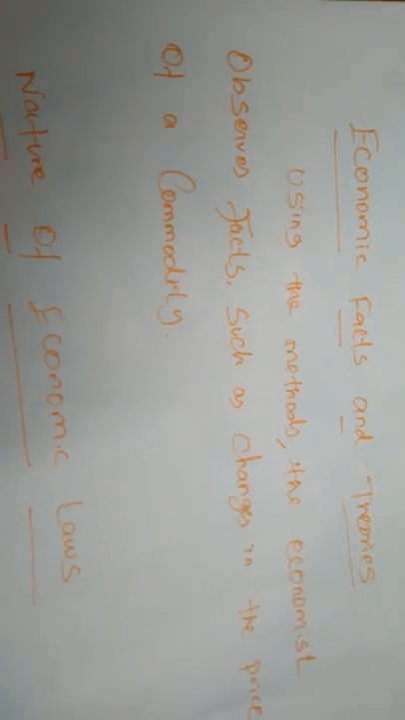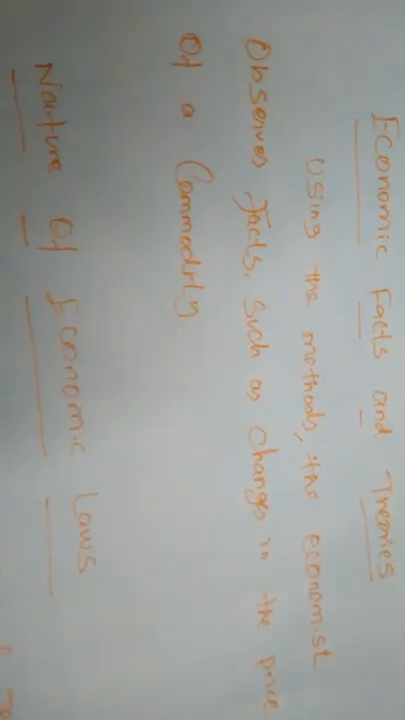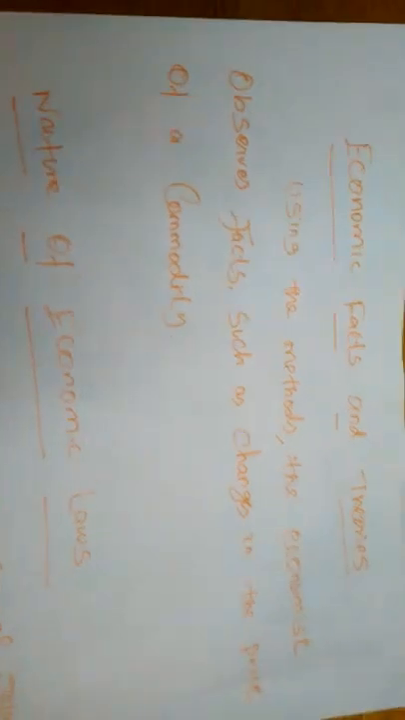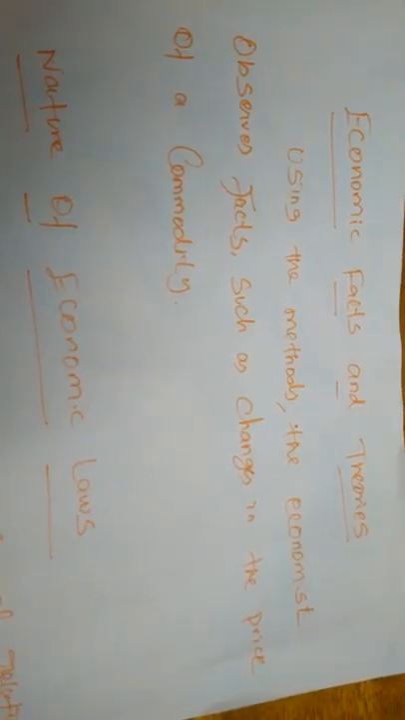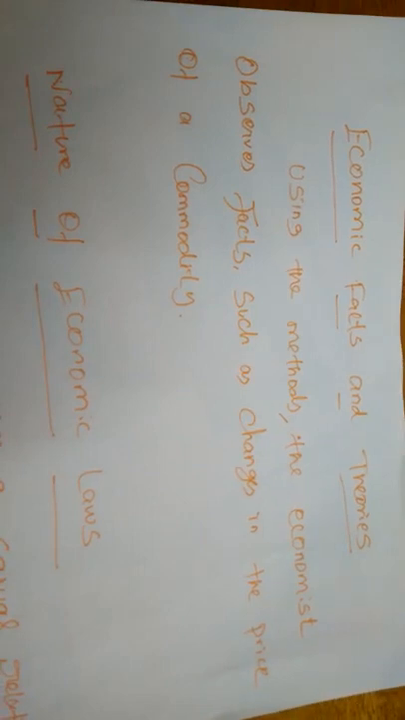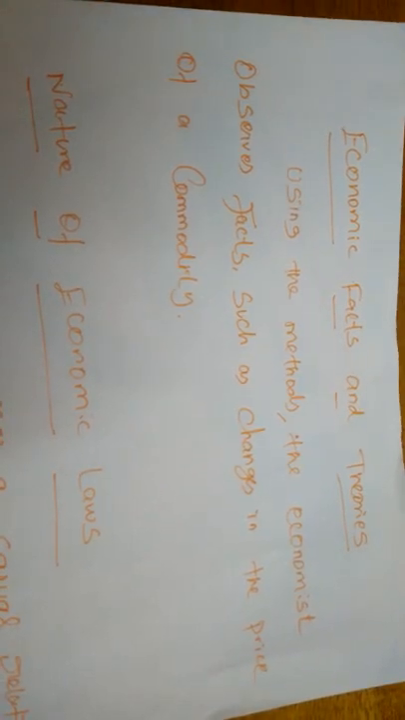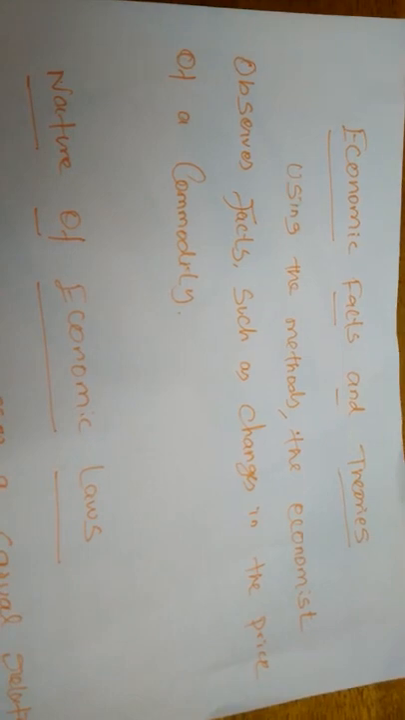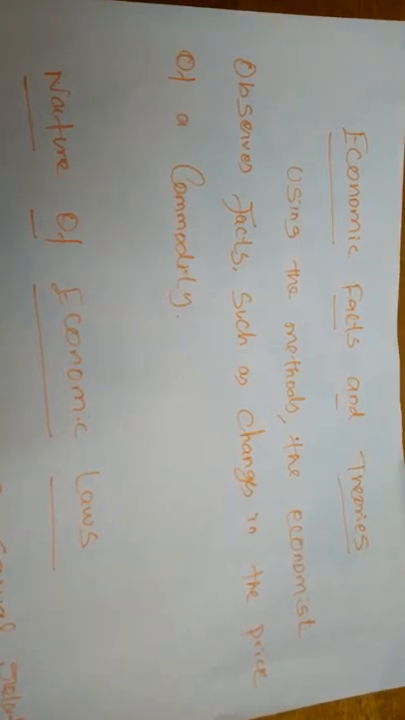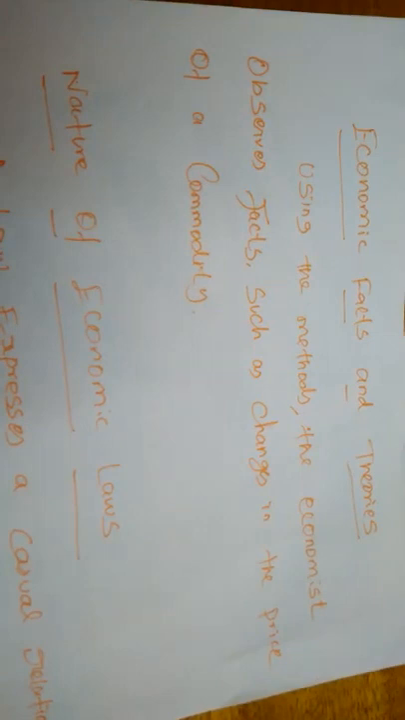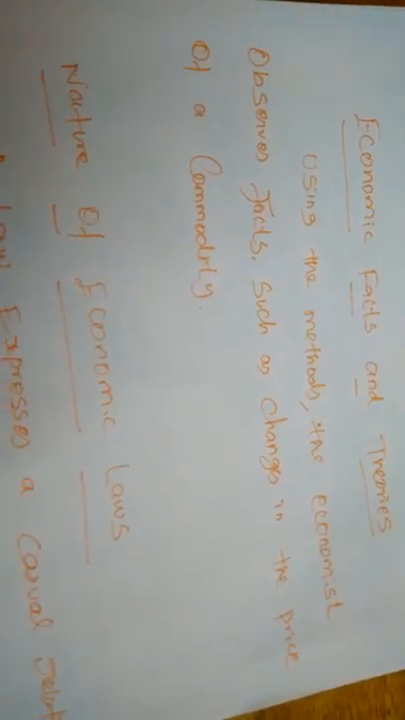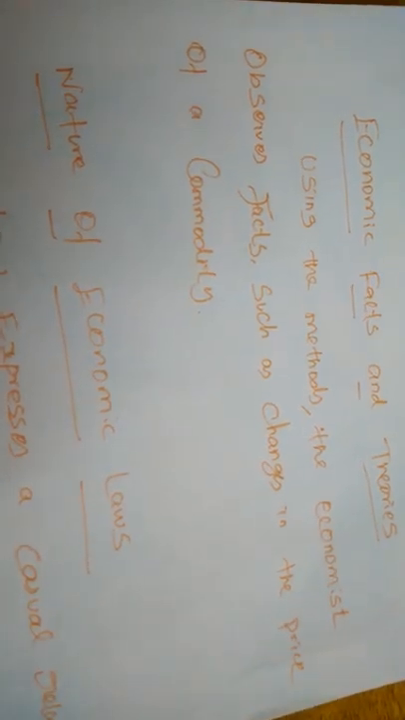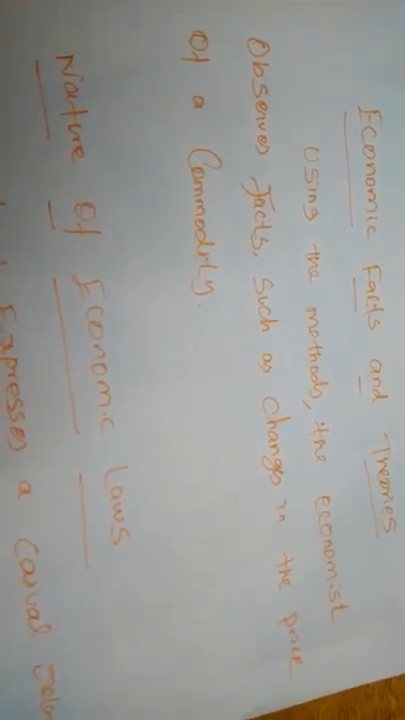So yesterday we studied some of the economic facts, theories, and their features. Normally, using different methods, economists observe facts such as a change in the supply price of a commodity, and similarly the quantity demanded of that commodity also varies. Whenever we study, some facts will be there. On the basis of facts only can we make theories or laws.